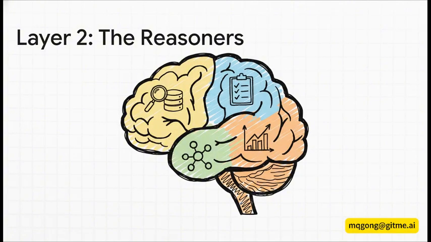Next, we move up to the reasoner layer. Now, what's so cool about this is, if the data layer is the senses, this layer is like a set of specialized regions in the brain. Each one is a unique tool designed to process a very specific type of logic, whether that's querying a database, making sure you're following business rules, or even predicting what's going to happen next.